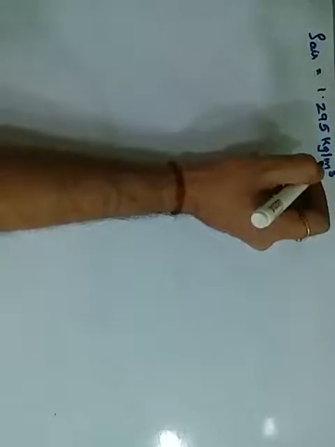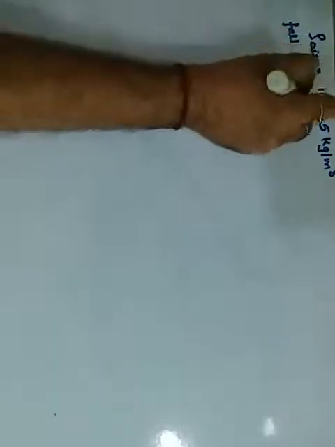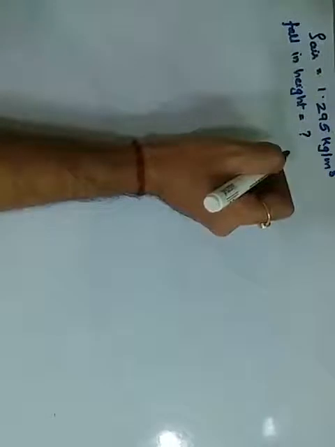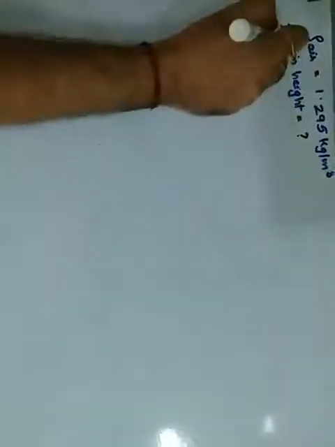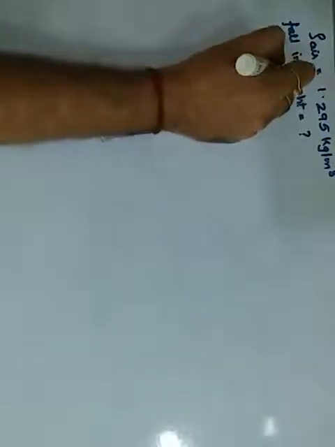Find the fall in barometric height. Okay, we want the fall in the height. What is the change in height? The change in the height level in millimeters of mercury, when the atmospheric height given to you is 107 meters above sea level.